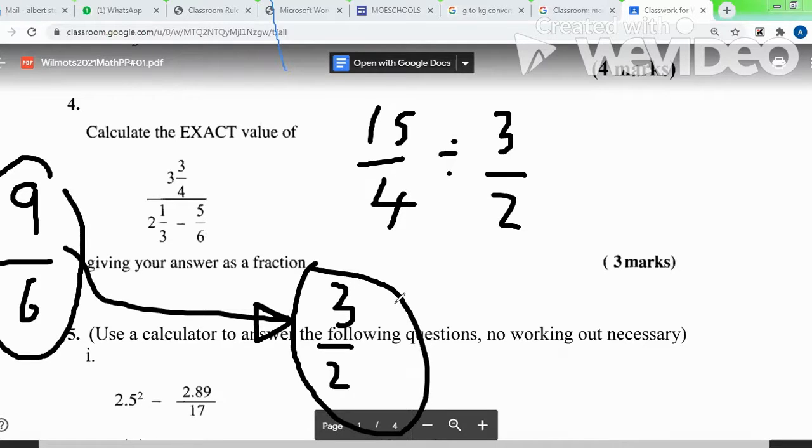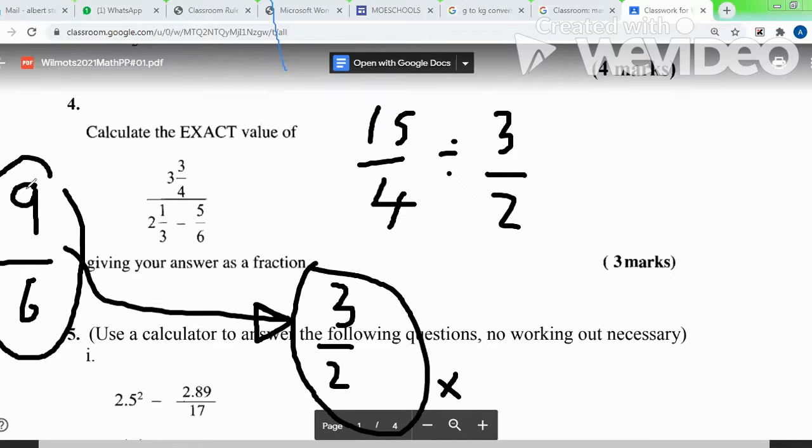If you work with the 9 over 6, you still end up with the same answer, because when you get the final answer, you reduce it. Yes, but when you cancel, you're not going to get 3 over 2, you're going to get 3 over 3. No, but this is not the final answer.